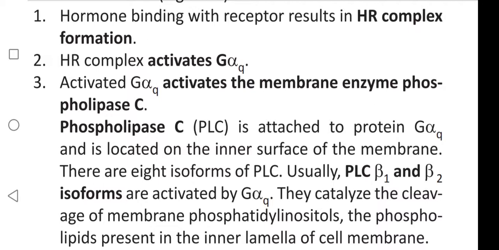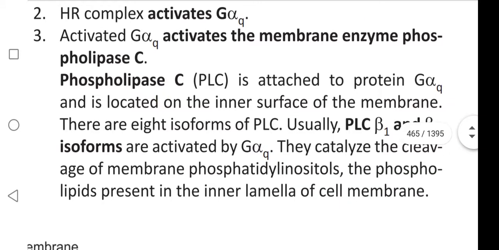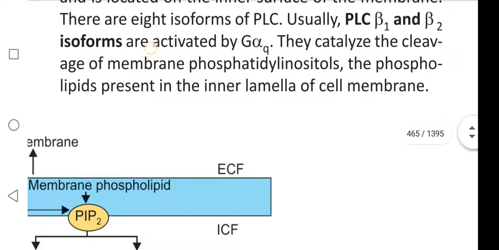There are 8 isoforms of phospholipase C. Usually, phospholipase C beta 1 and beta 2 isoforms are activated by G alpha Q. They catalyze the cleavage of membrane phosphatidyl inositol phospholipids present in the inner lamella of the cell membrane.